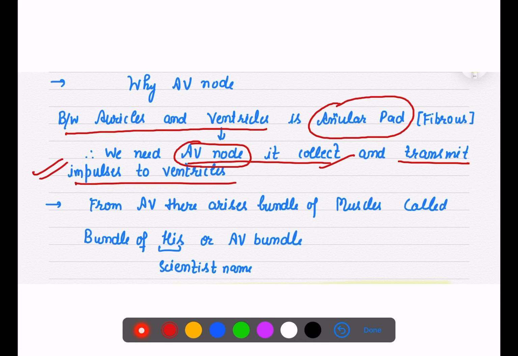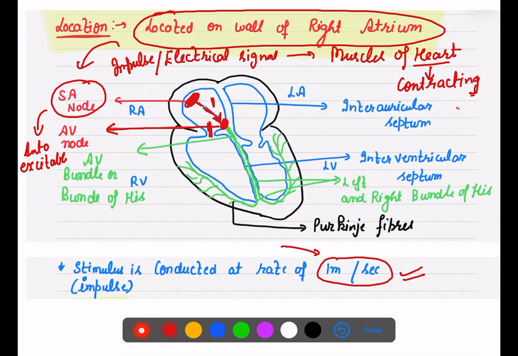to the ventricles. So from the AV node, just look here, there arise two bundles, one on the left side and one on the right side. Just look at my marker: one on the right side and one on the left side. This is called the bundle of His.